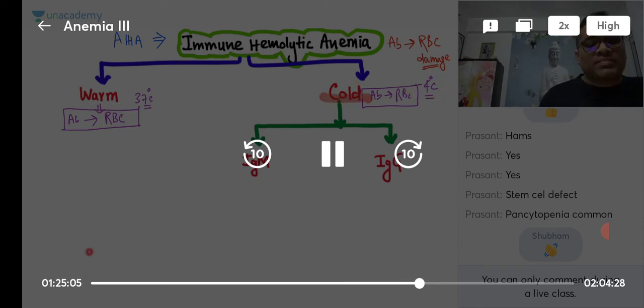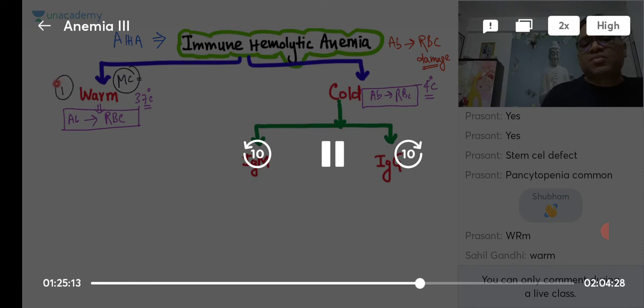Which is the most common type? Warm type is the most common type of autoimmune hemolytic anemia. So remember, warm type is the most common. Which antibody is present in the warm type? Warm type has the IgG antibody. In Hindi you can say garam, but this mnemonic is a little confusing also; you will understand after some time. So warm type is the IgG antibody, which is formed against the RBC.